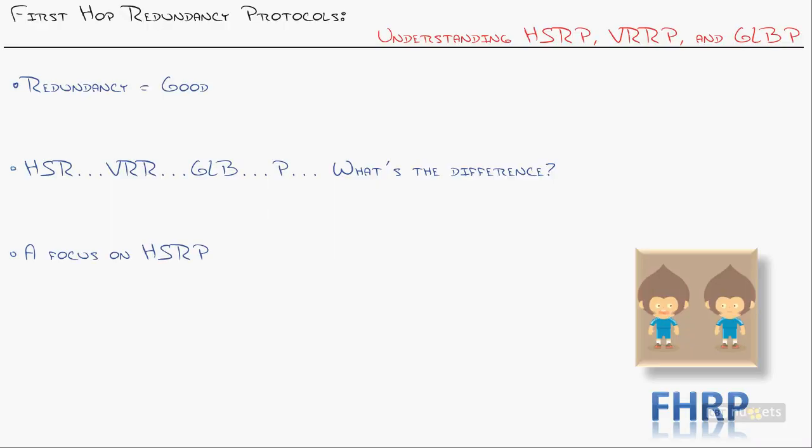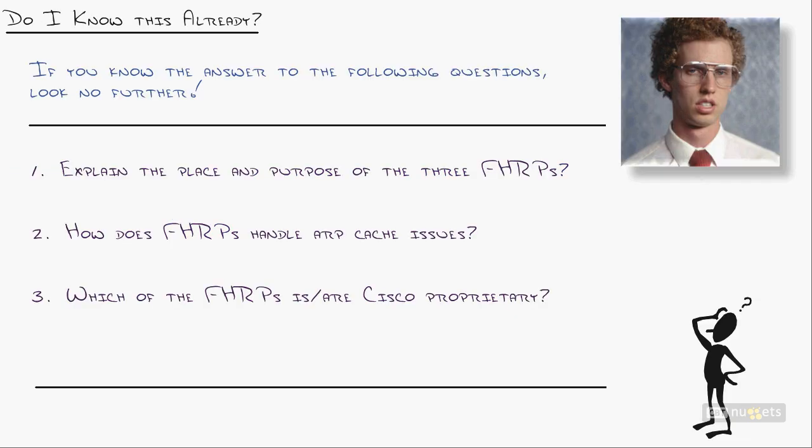So there we have it, FHRPs in all their glory. We've seen the 3 different kinds of them. We've seen redundancy as good, and we've seen HSRP configuration. I hope this has been informative for you, and I'd like to thank you for viewing.